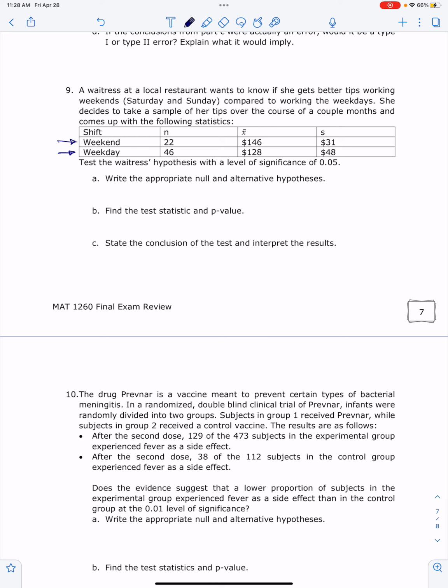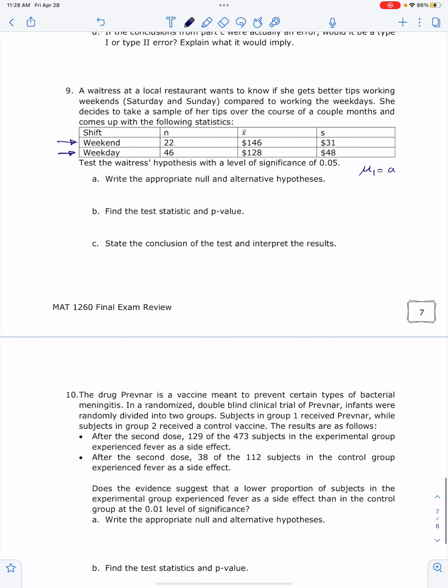So I'm going to say mu1 is basically the average tips for weekend shifts. And then mu2 is the average tips for weekdays.